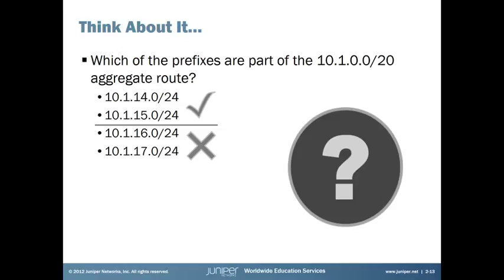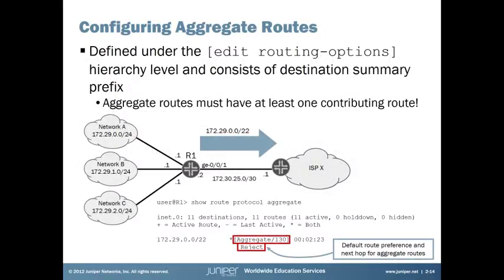So that's why the 10.1.14 and the 10.1.15 are included in the route and the other ones are not. Again, block size is the way to begin to think about these things. Where's the block? All right, so configuring aggregate routes. Let's have a look.